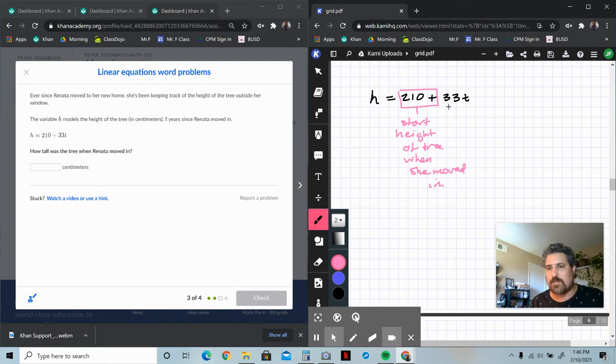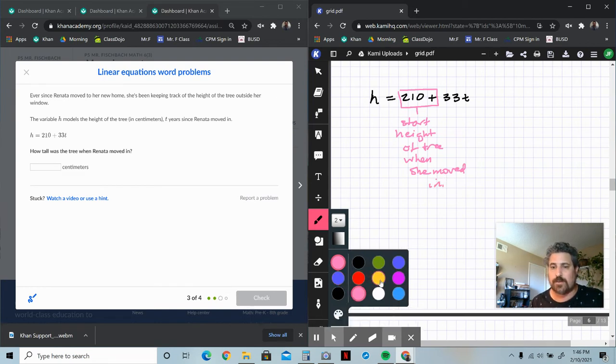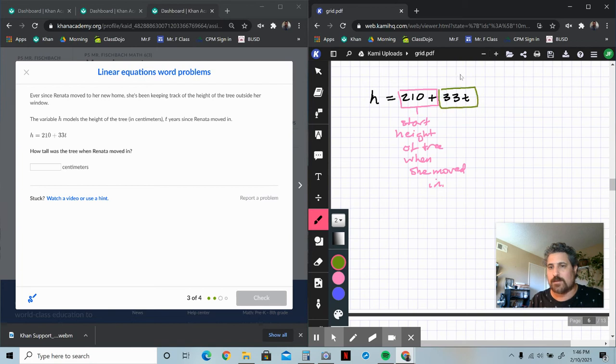And then the plus 33t is the rate of growth. So this is how it grows, and of course it's growing at 33 centimeters per period of time, which is years, right? So it's growing at this rate. And then the h is the total height, right? So wherever it started, it's growing at 33 centimeters per year. And where does it end up at the end of those periods of time in terms of total height?